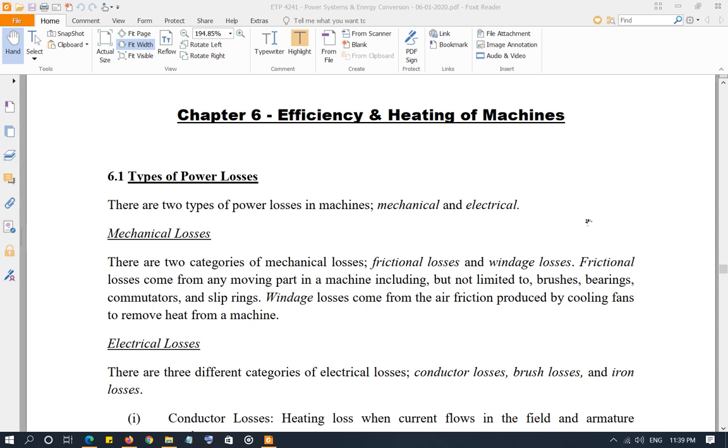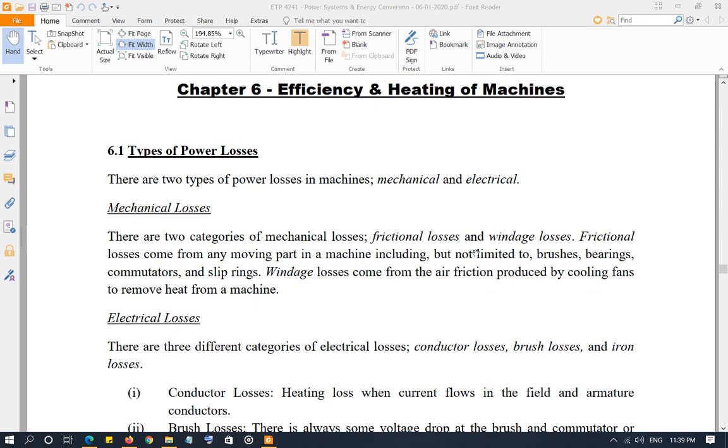Let's discuss chapter number 6, efficiency and heating of machines. This is a pretty short chapter and pretty easy to understand if you read it. So I'm just going to make one video and go over each section instead of making multiple videos for different sections. So let's start with section number 1.